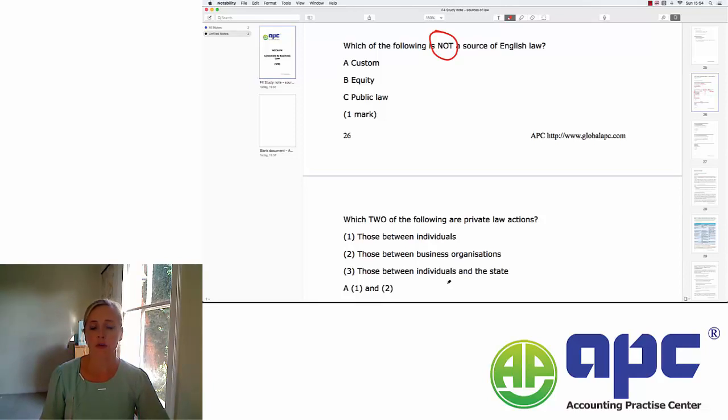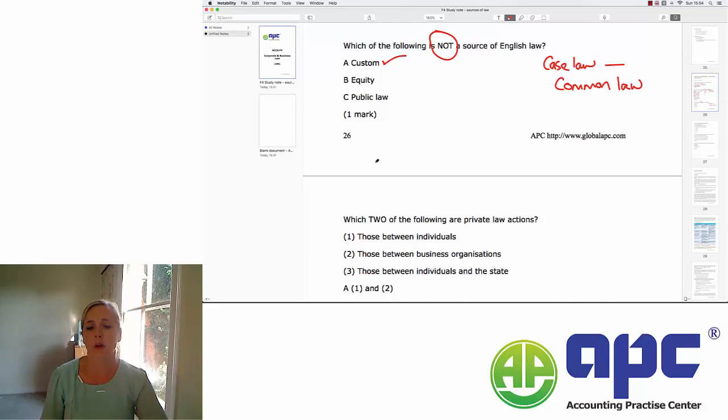Okay, you'll recall when we talked about sources of English law that one of the main sources of English law is case law, judicial precedent and judge-made law. And this case law develops into what we know as the common law. And that law sprung up through custom and usage. So we know from that custom is a source of English law.